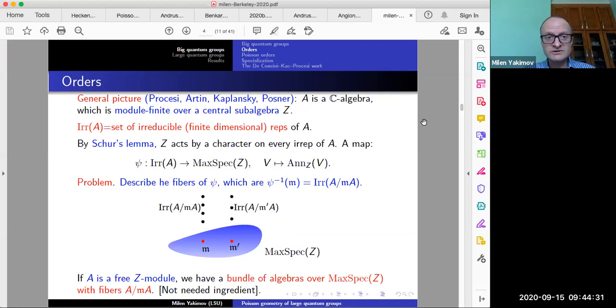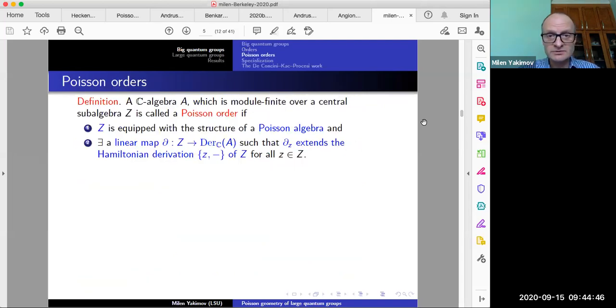So people like Procesi have been thinking a lot about how to understand the behavior of the fibers when M varies as a point of the maximal spectrum of Z. And in that work of De Concini, Kac and Procesi, they came up with a powerful notion, the notion of a Poisson order. So a Poisson order is just like before, an algebra A with a central subalgebra Z, with the property that A is a finitely generated module over Z.